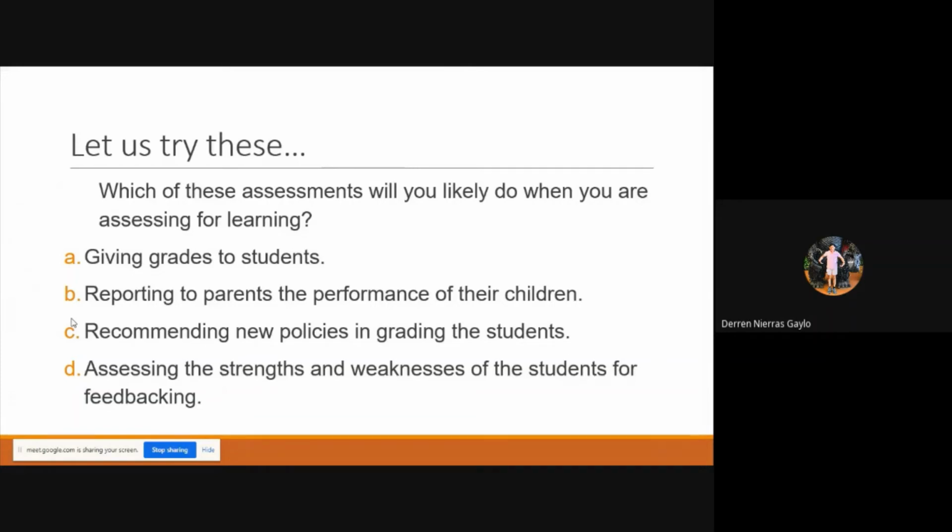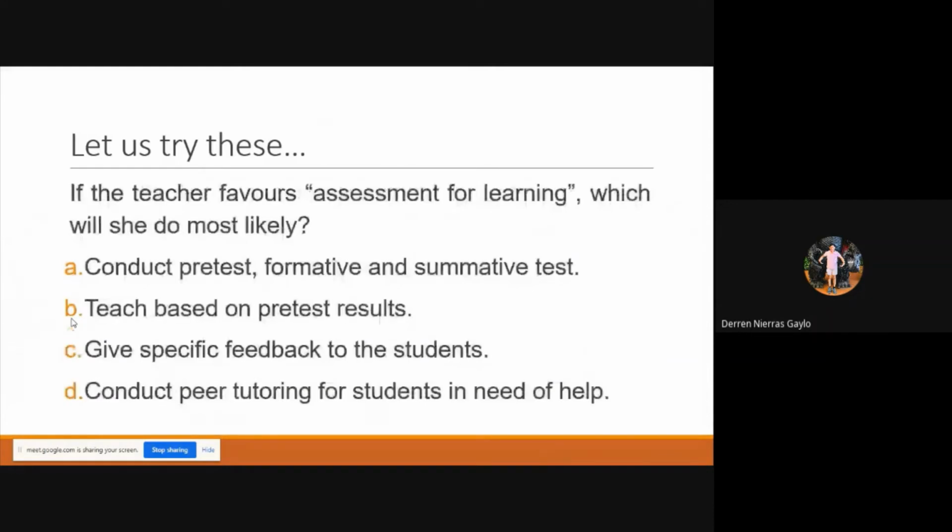Giving grades, reporting to parents, and recommending new policies is assessment of learning. It is summative in nature. If the teacher favors assessment for learning, which will she do most likely? Take note, assessment for learning: formative, diagnostic, placement. So which of these? It's letter C because of the word feedback. Give specific feedback to the students.